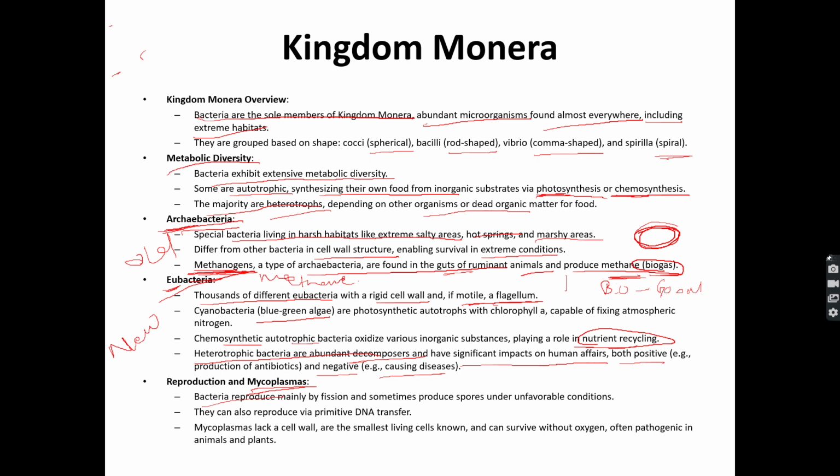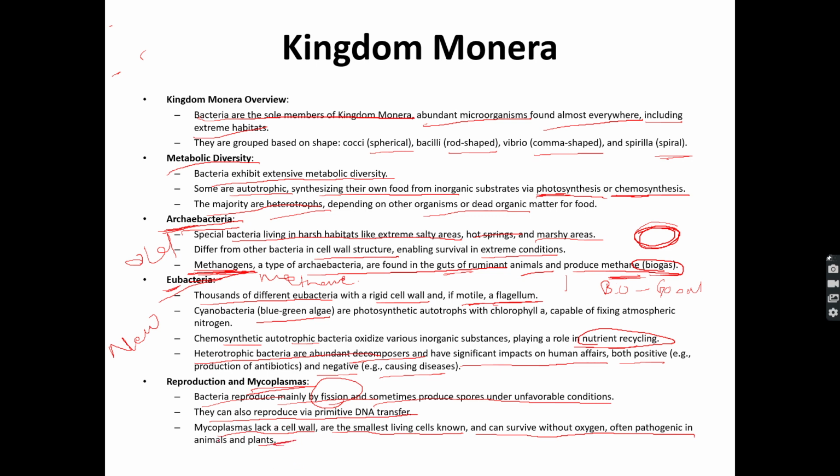So bacteria reproduce mainly through fission. This is very important. They reproduce through fission and sometimes produce spores under unfavorable conditions. They can also reproduce via primitive DNA transfer. Then mycoplasmas lack a cell wall. They are the smallest living cells known and can survive without oxygen, and are often pathogenic in animals and plants.